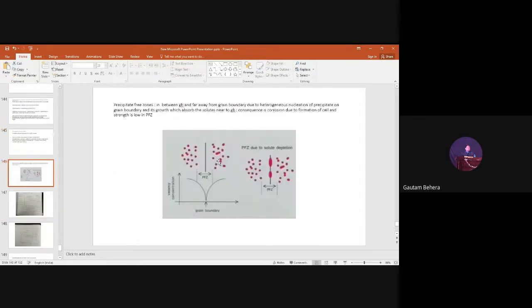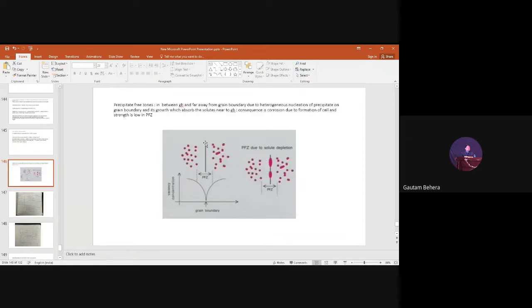And there is a very interesting fact over here. This is a very good image. You can see PFZ, particle free zone. Particle free zone means this zone, you can see, this is a grain boundary, right? Here the grain boundary is having precipitates, bigger precipitates. But near the grain boundaries we have no precipitates here. So it is a depleted region. Here precipitate is absent.